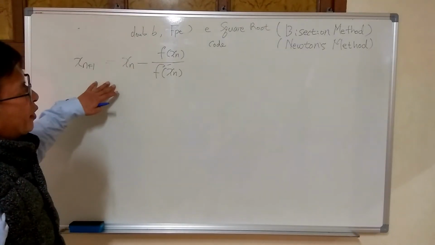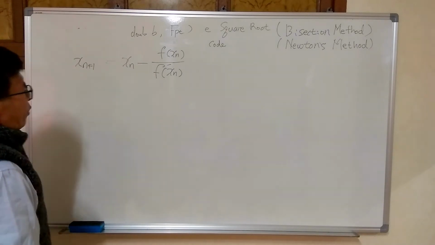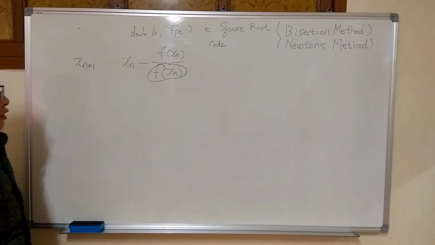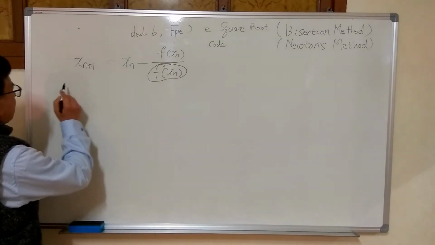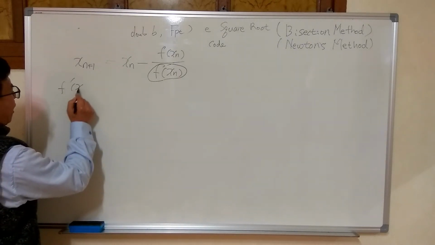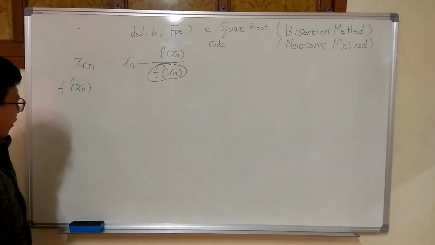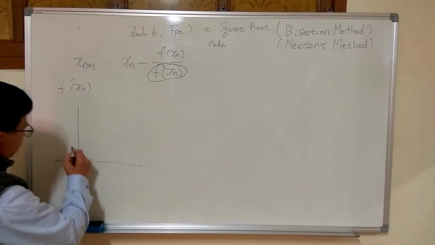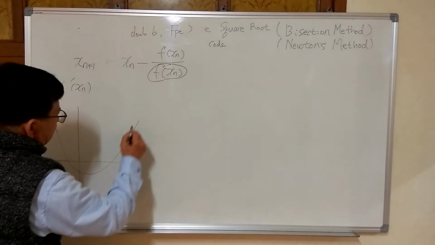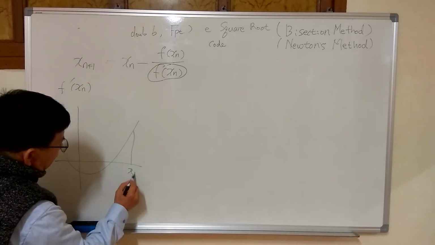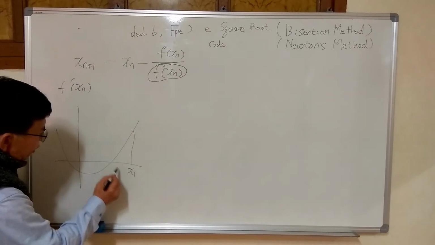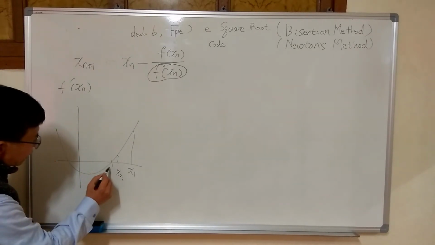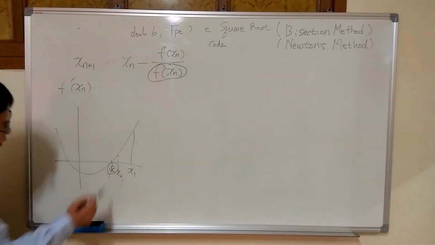Now you understand this is Newton's method. The problem is how are we going to compute f prime of x n? Please remember the equation, the graph. This is x1. This is x2. This is the root we want.